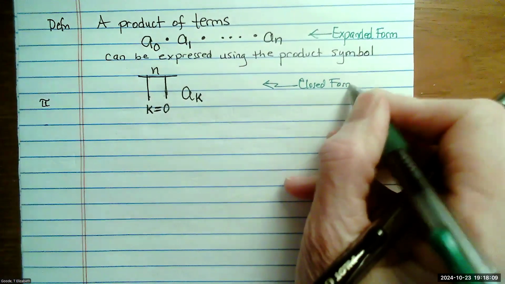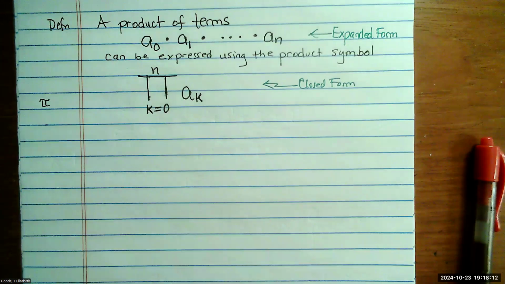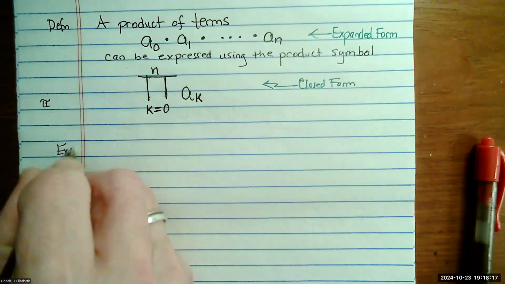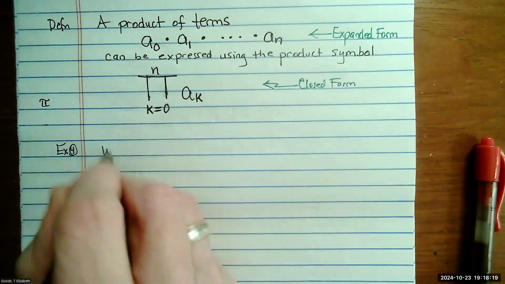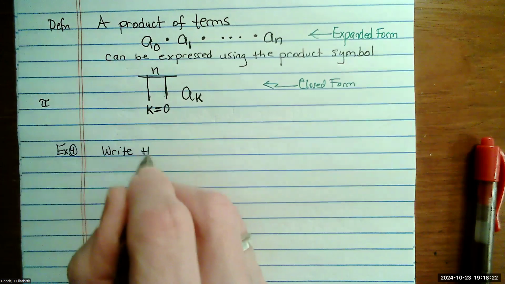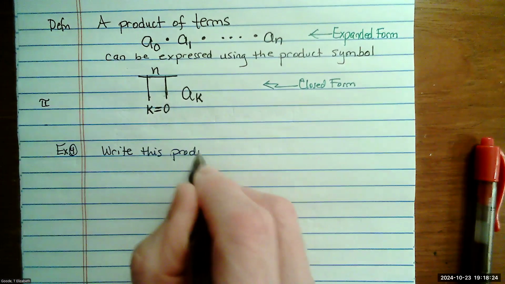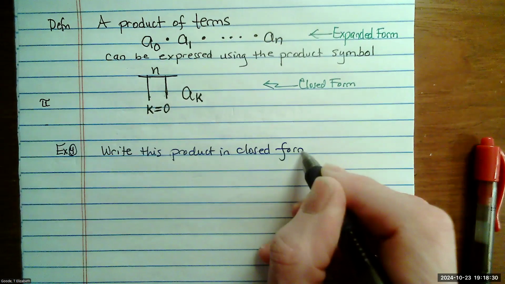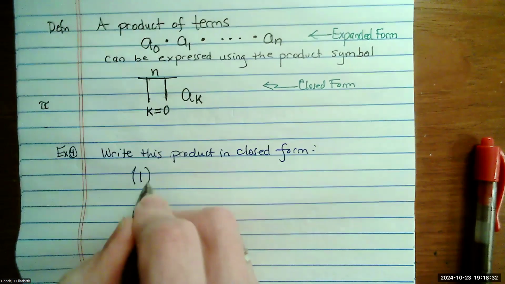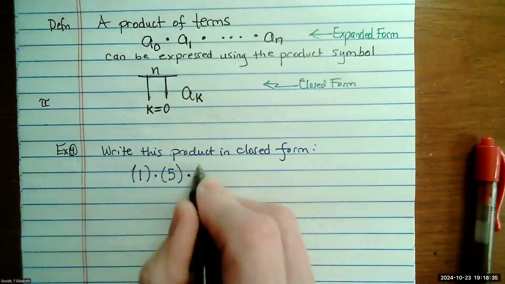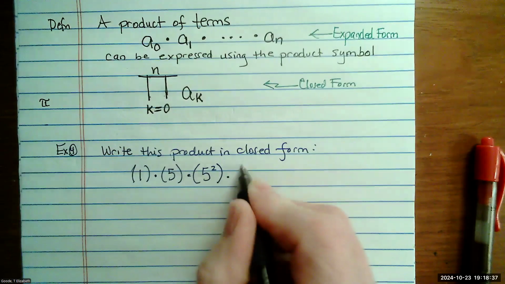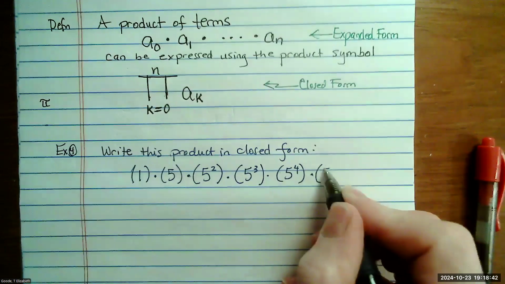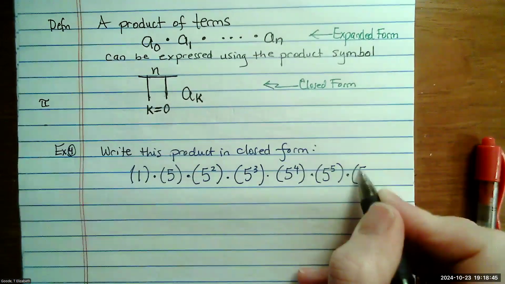Okay, so let's play the game. It's very similar, where we have to figure out a general term. Write this product in closed form. And of course, you can use any indexing variable that you wish. 1 times 5 times 5 squared times 5 cubed times 5 to the 4th times 5 to the 5th times 5 to the 6th.